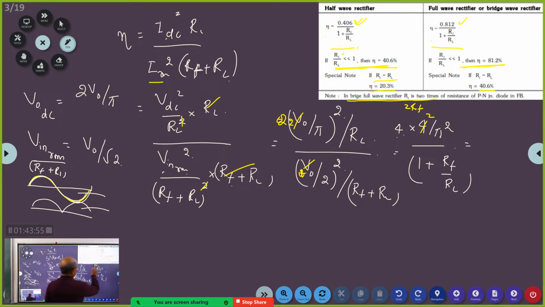So in bridge rectifier, the RF value you have to take as 2 times the resistance of the PN diode in forward bias. In reverse bias, it will be infinite. Okay. I hope I made all these points clear, right? Yes, sir. Yes.